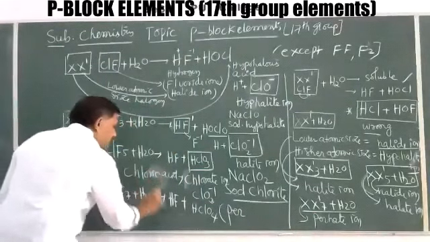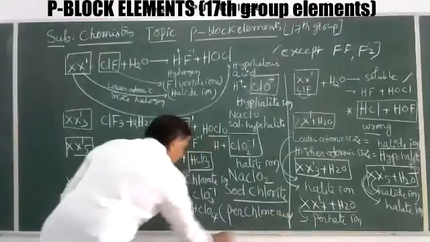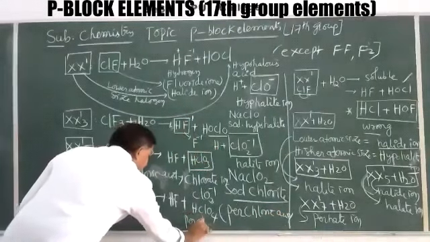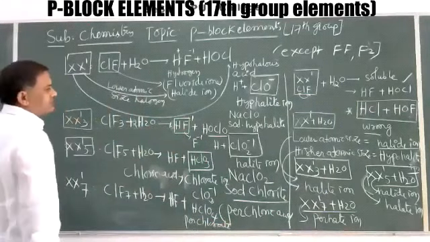Here also chloric acid. It is perchloric acid. Now that perchloric acid gives perchlorates. So these are four very important.